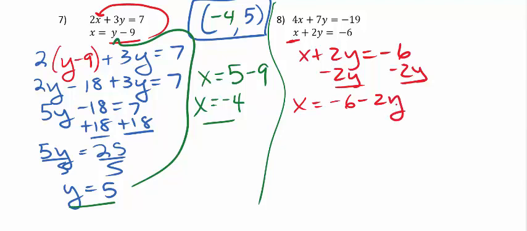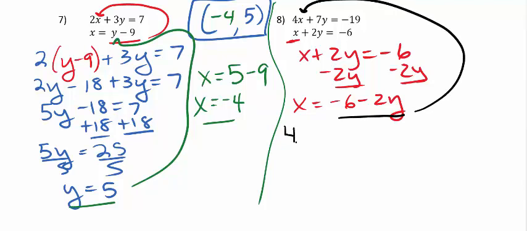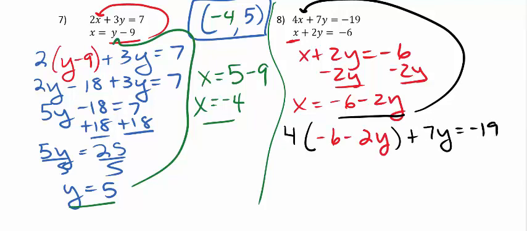Now I'm ready to substitute negative 6 minus 2y in place of x in the first equation. I'm going to rewrite this as 4 times, and then we're going to plug in that negative 6 minus 2y, and then have plus 7y is equal to negative 19. Now we're ready to distribute.